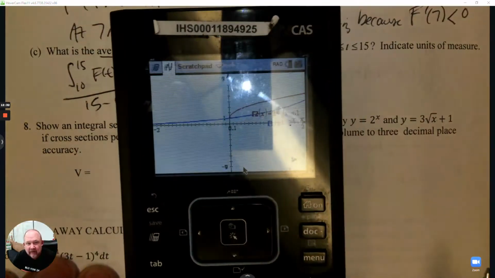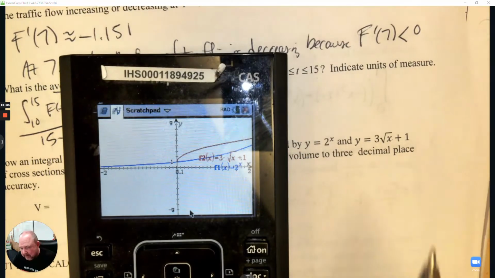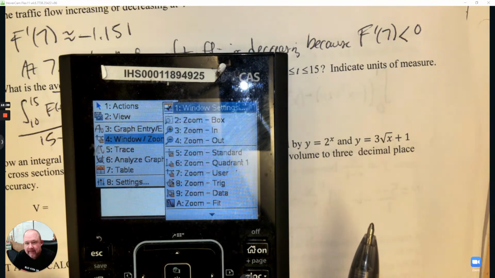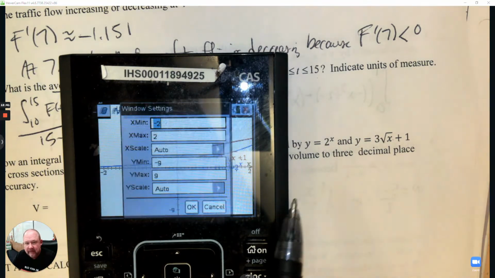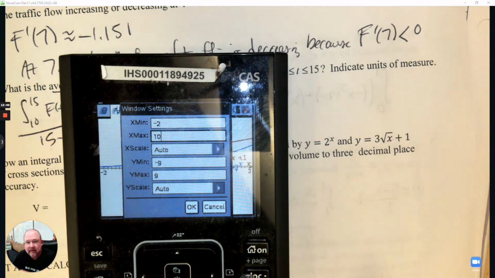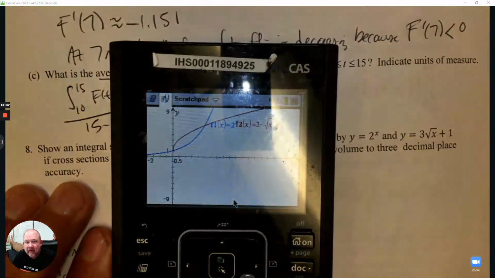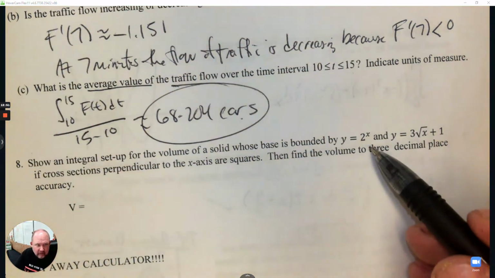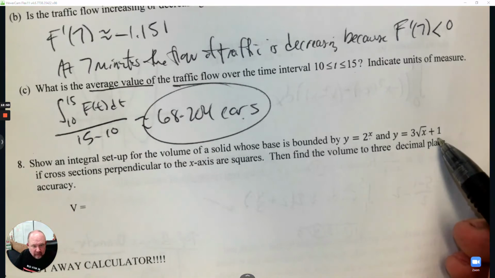So now it's bounded. Now I need to find the right bound, so I need to stretch this out a little bit. So I need to go menu, window, and window settings. I need to push it to the right more, like 10 or something. All right, so now I see it. So the first bound is 0. I know it's 0 because they share that. So if I plug in 0, both answers give me 1.